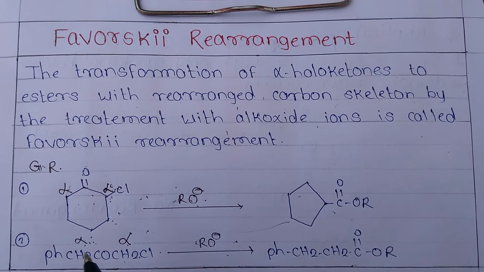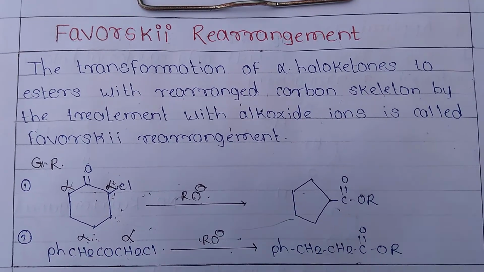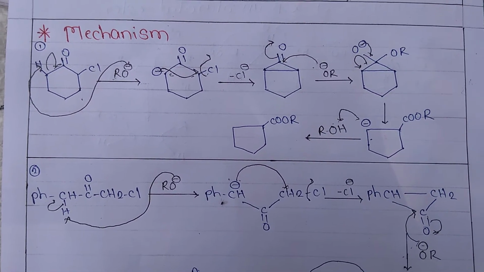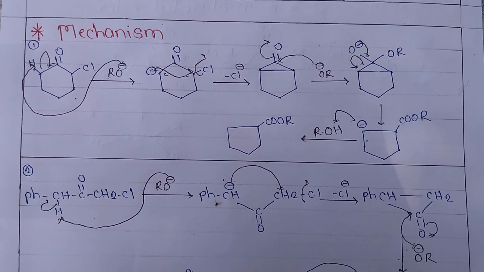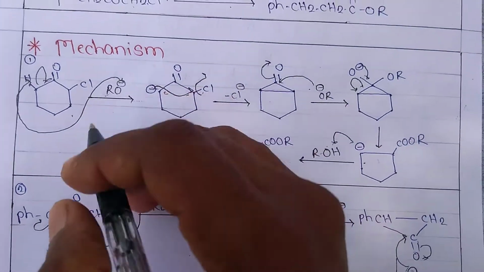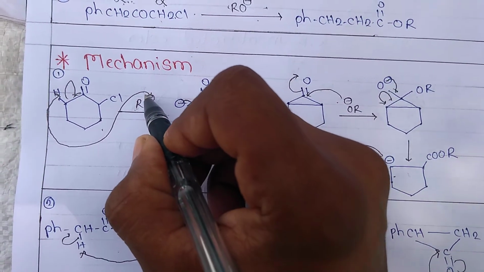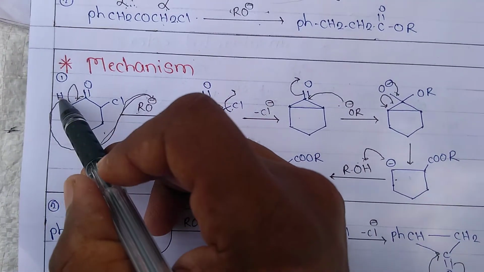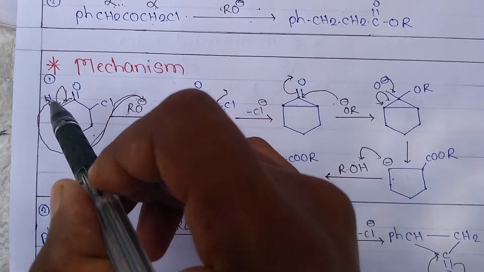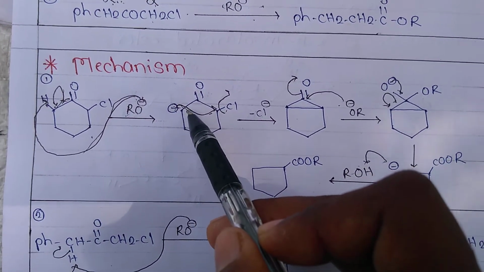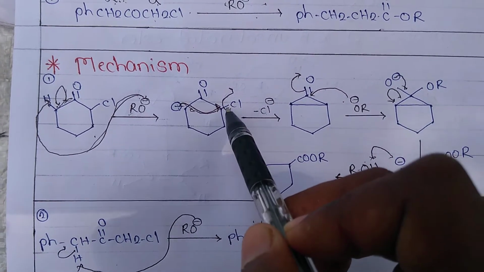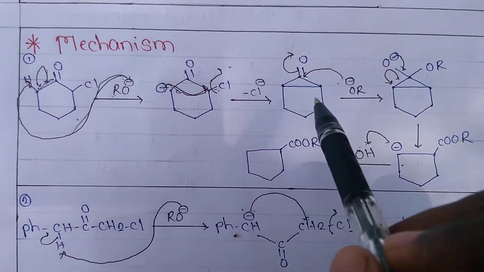So let's talk about the mechanism of Favorsky rearrangement. Here we will discuss two mechanisms. The first one is for the cyclic alpha haloketone and the second one is for the acyclic alpha haloketone. So first, RO minus, that means alkoxide ion, takes the alpha hydrogen, and carbanion formation takes place. Further, the carbanion attacks the other alpha carbon and removal of chlorine takes place, that means halogen removal.